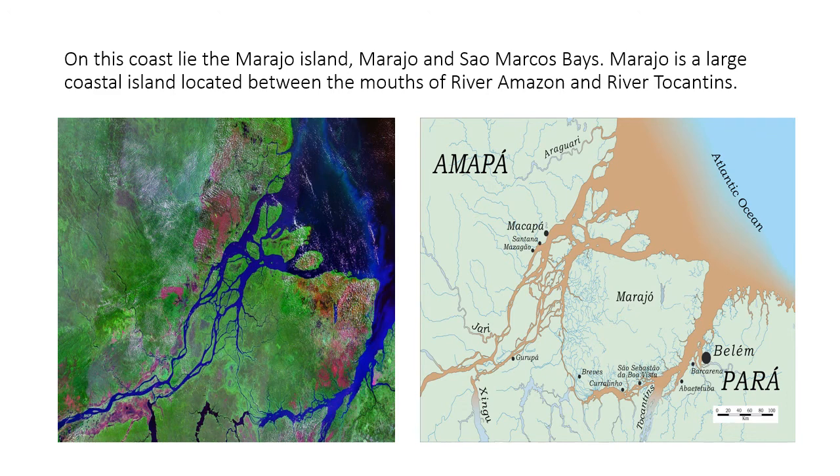Children, this Marajo Island and Sao Marcos Bays lie between the states of Amapá and Para. We can see these islands lie between the rivers Amazon and Tocantins. You can see it's quite a large island, and in the satellite image looks quite beautiful.